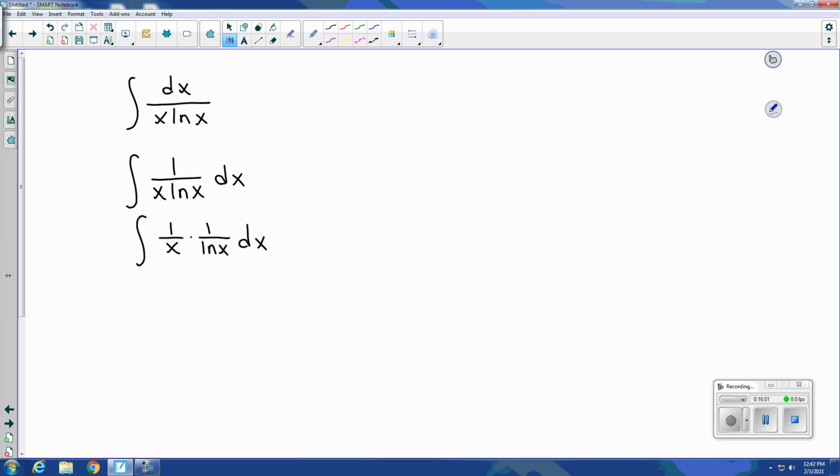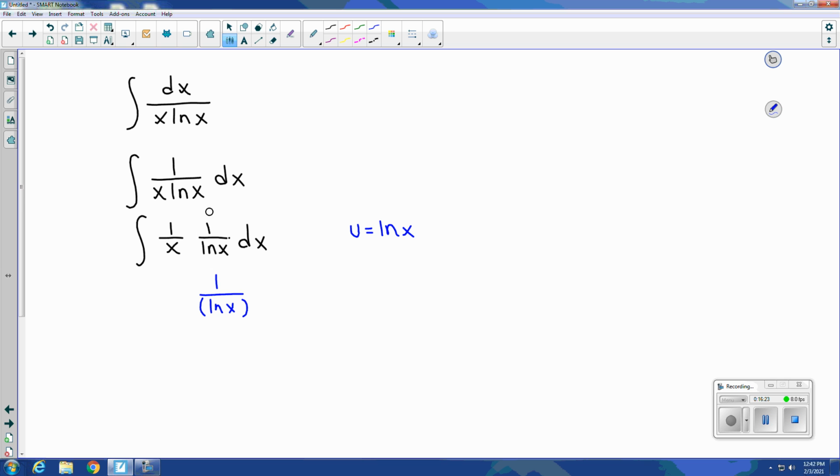Well, of these two pieces, I think 1 over ln x would be considered uglier. But remember, I don't want to set u equal to the whole thing, but rather what's inside the whole thing. So what's the composition here? Well, you have 1 over x, and we composed it with ln x. So the bottom here is the composition. So let's set u equal to ln x.